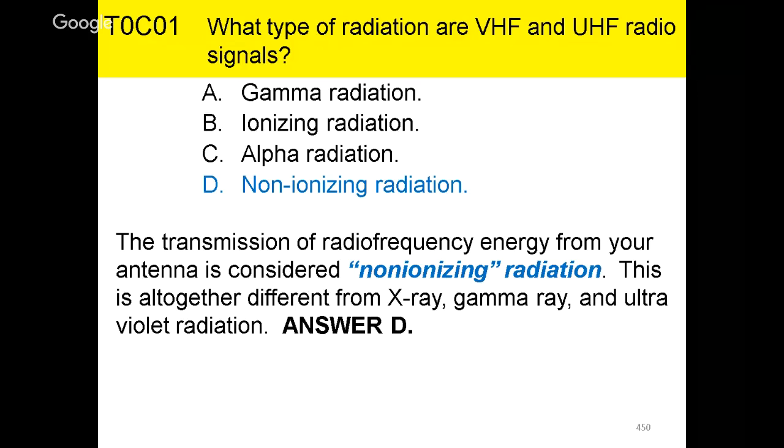When you have radio frequency energy coming from your antenna, it's really considered non-ionizing radiation. So it's altogether different from your X-rays, gamma rays, and ultraviolet radiation. Answer is D.